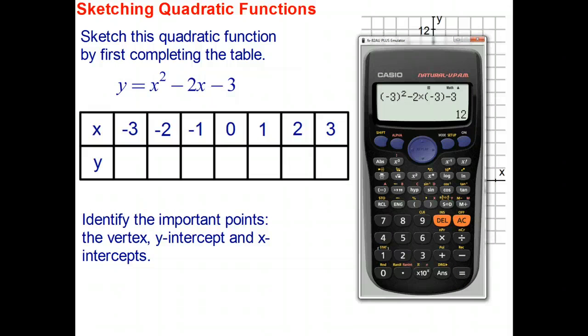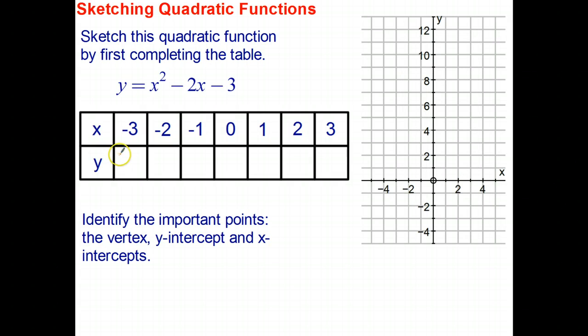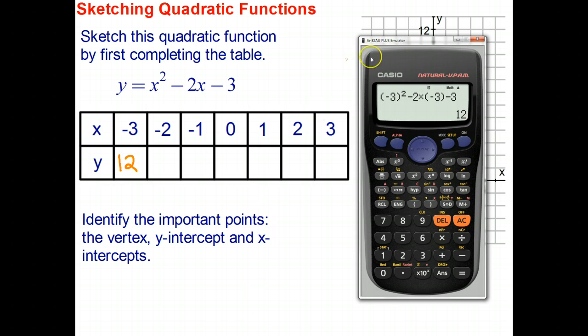So we'll go ahead and when x is negative 3, fill in the table. When x is negative 3, y is 12. Okay, let's have a look at when x is negative 2. So just press the left arrow, change the negative 3 to a negative 2, and y is equal to 5.